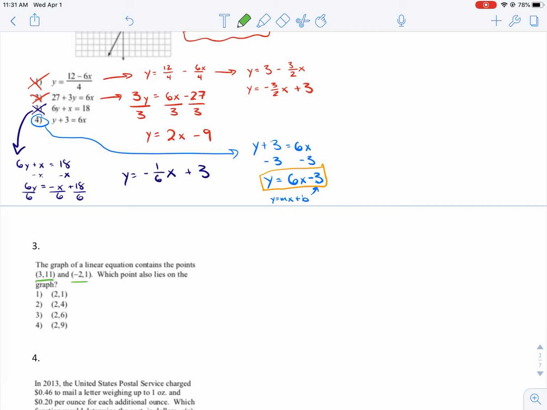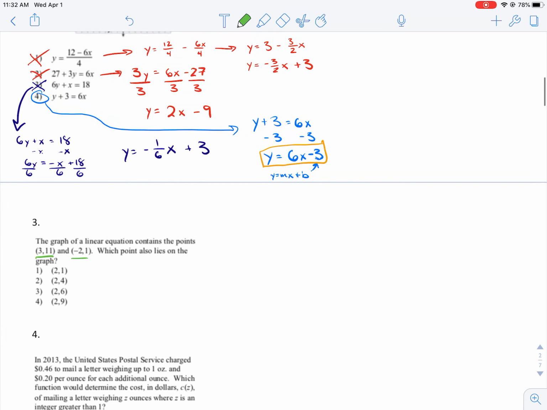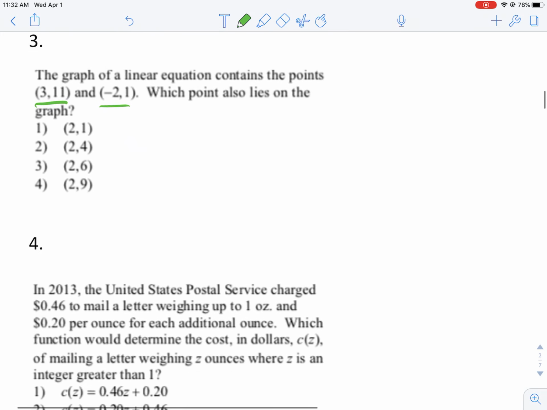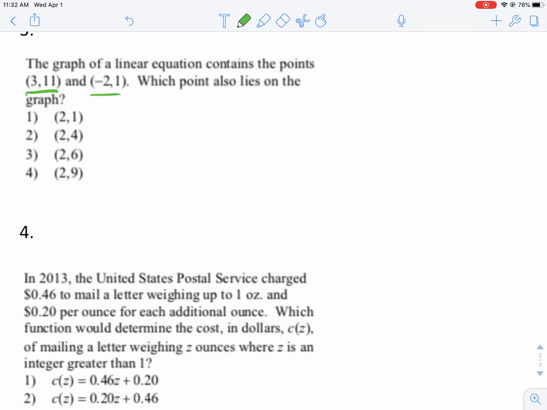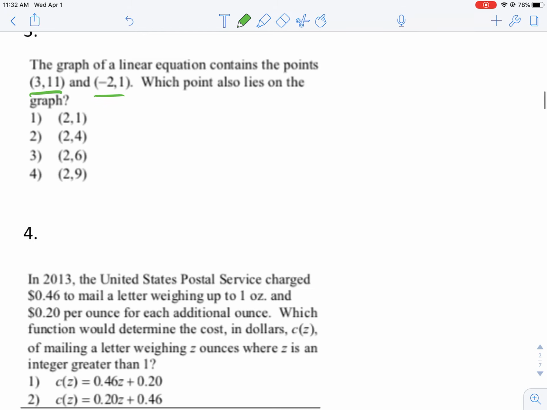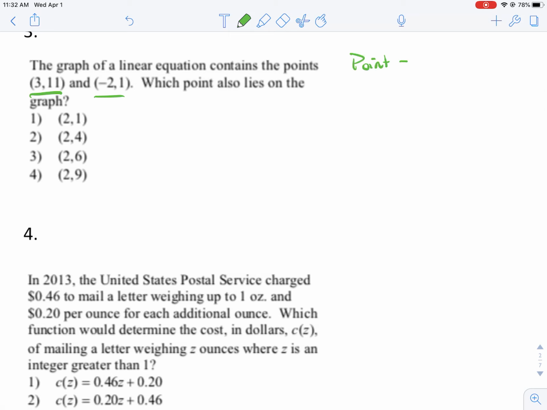The graph of a linear equation contains the points 3, 11 and negative 2, 1. Which point also lies on the graph? Okay. So a nice way to handle this, let me zoom in here for everybody. What we're going to have to do, it's going to involve the point slope formula, and our calculator. Okay? So involve both of those things.